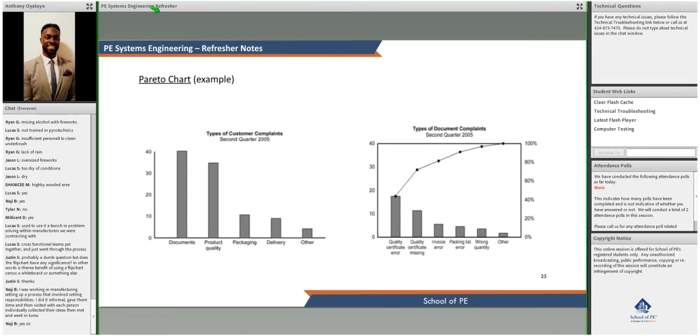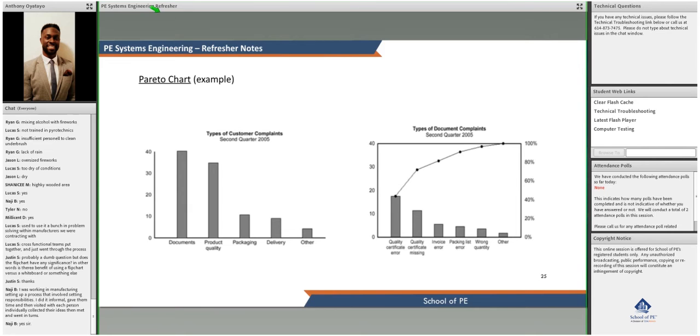So we have an example here. We have second quarter 2005 types of customer complaints. So we've categorized these types: document complaints, product quality complaints, packaging, delivery, and then there's some that we just don't really have a clue about. We can't really pinpoint. It's just other, right? We don't have a specific category for it.